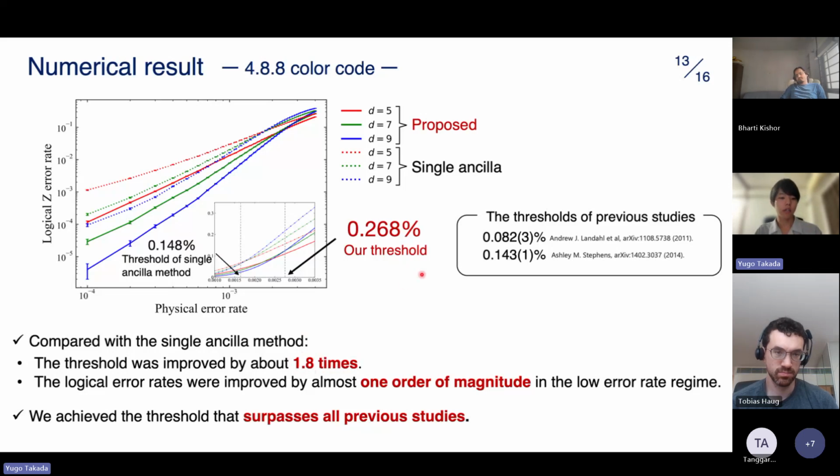This value also surpassed all previous studies. Also, the logical error rates in the low error rate regimes were improved by almost one order of magnitude compared to the single ancilla method.